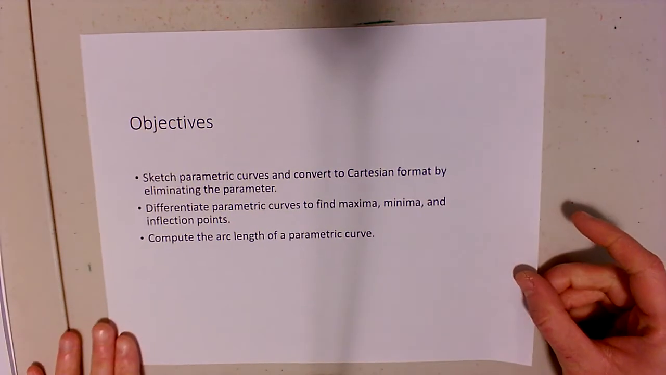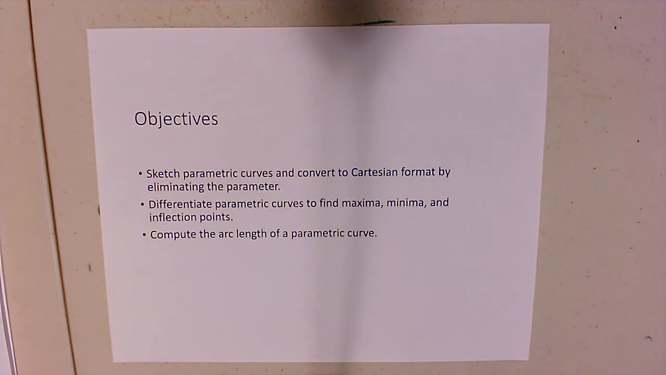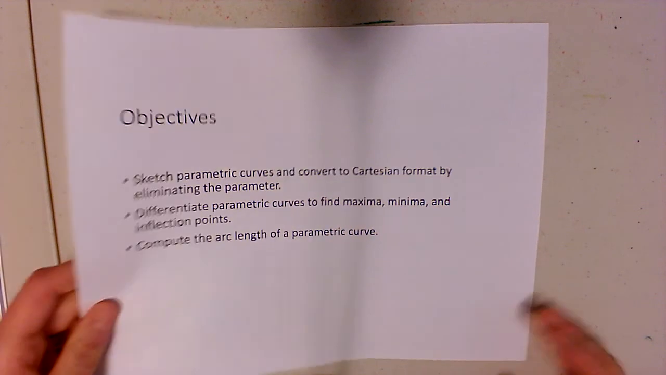By the end of this topic, you should be able to sketch parametric curves and convert them to Cartesian format by eliminating the parameter. Hopefully that's just a review of some things that we did in the beginning of the year in chapter 2. Differentiate parametric curves to find the max, min, and inflection points. That's where the calculus is coming in. We'll be taking the derivatives of them. And then find the arc length of a parametric curve. In that case, we'll be using our integrals.